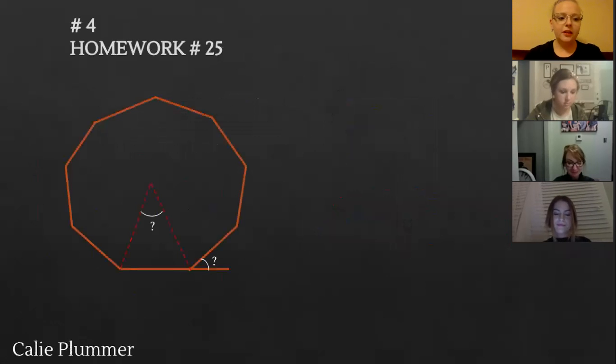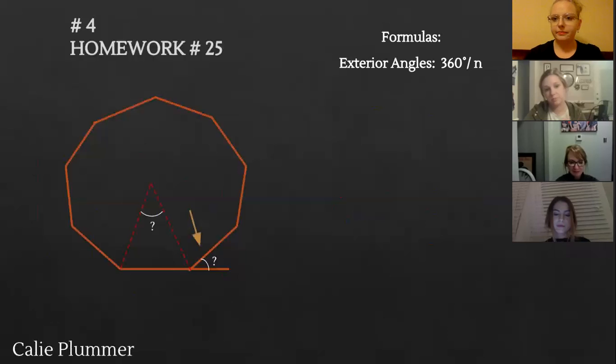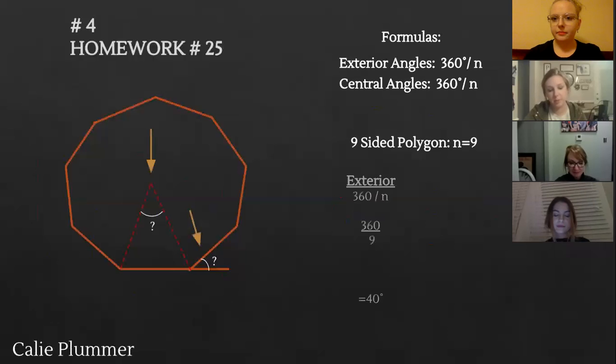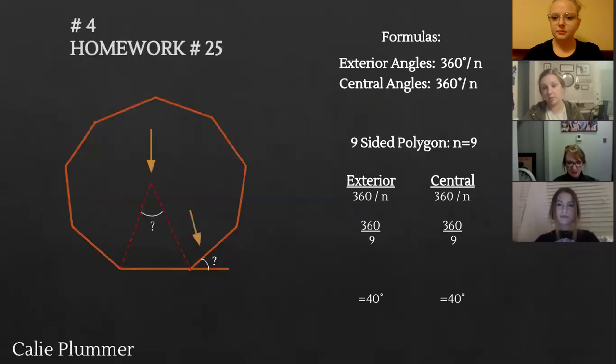Calie, why are the degrees of a central and exterior angles the same? Well, pretty simple. It's because the formulas for the central and exterior angles are the same. And so when you're finding them for the same shape, your n is going to represent the same number. And so for this particular n-gon, the polygon, I'm sorry, 9 is in place of n, and so both of the degrees are going to equal 40.